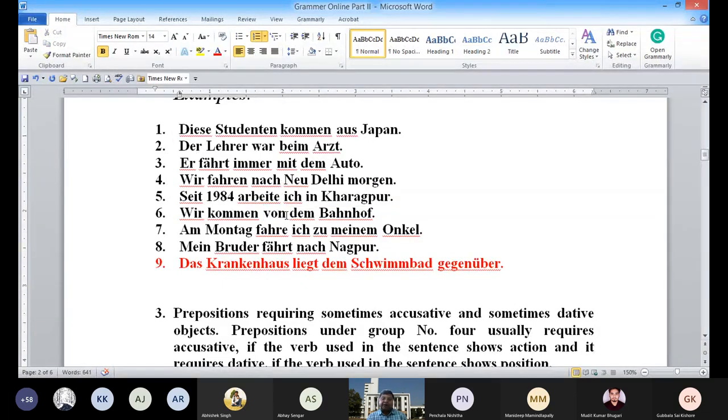And then the article which will be used before that will be the dative article, because Bahnhof is a masculine noun, der Bahnhof, so it has become dem Bahnhof. Wir kommen von dem Bahnhof. We come from the railway station. Here you cannot say wir kommen aus dem Bahnhof. The meaning will be different, because with aus, one meaning may be that we are coming out of the railway station. It depends on the context. But usually after aus, it should be the name of a city, town, or country.